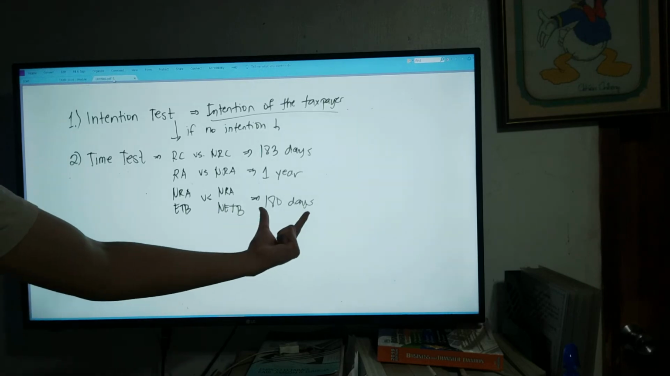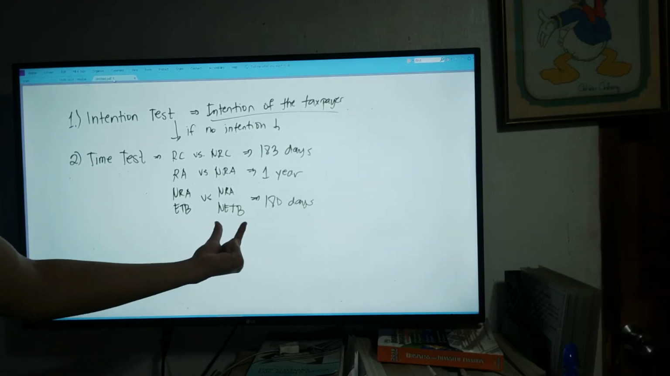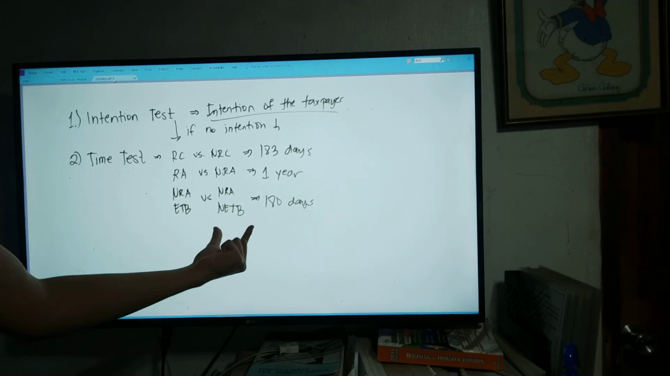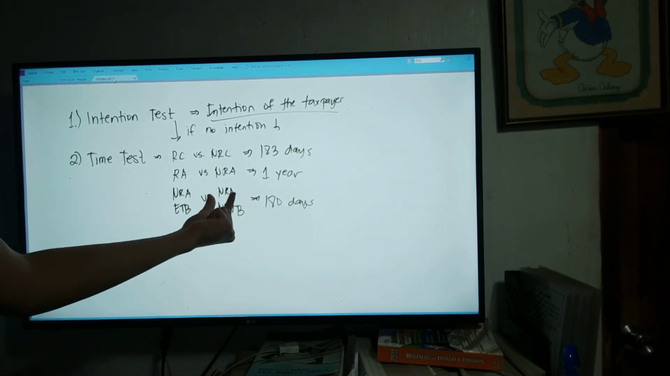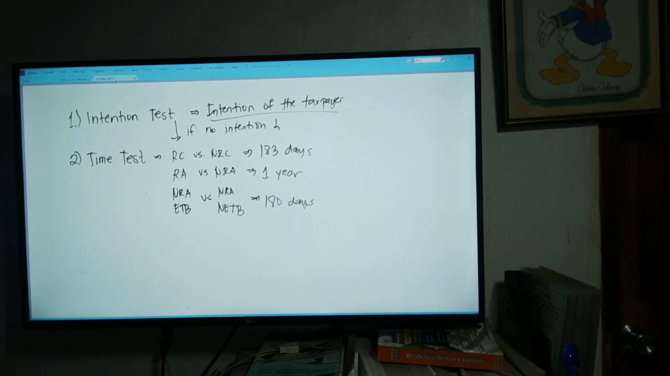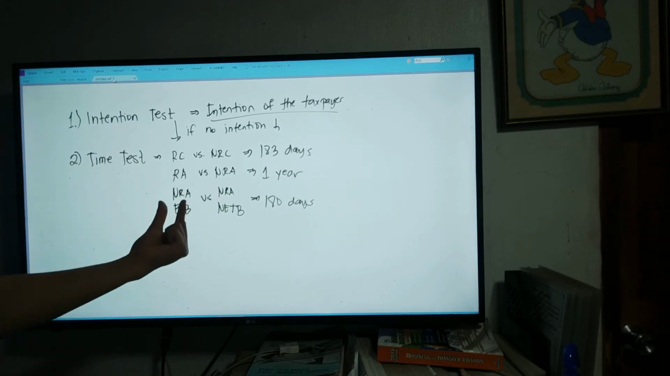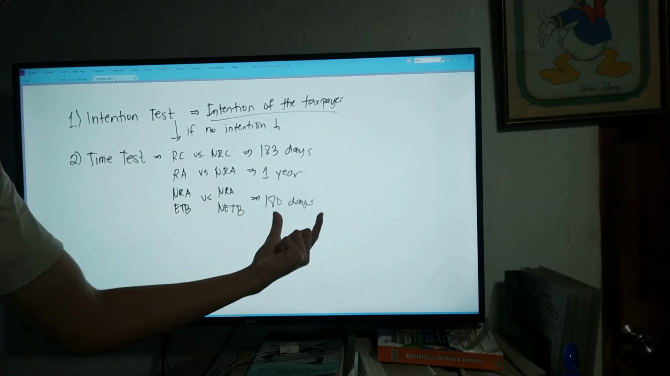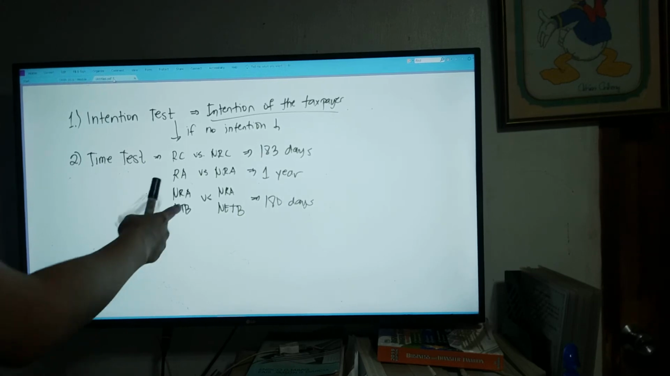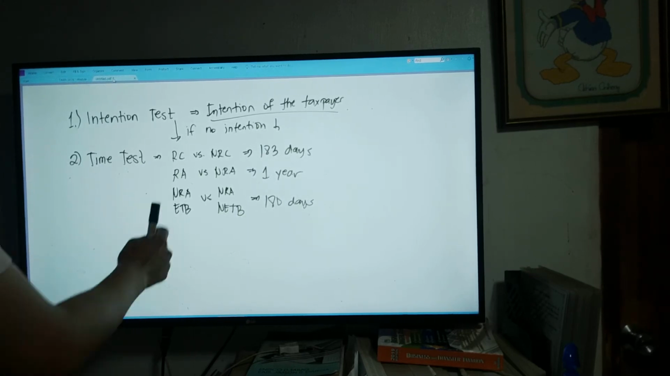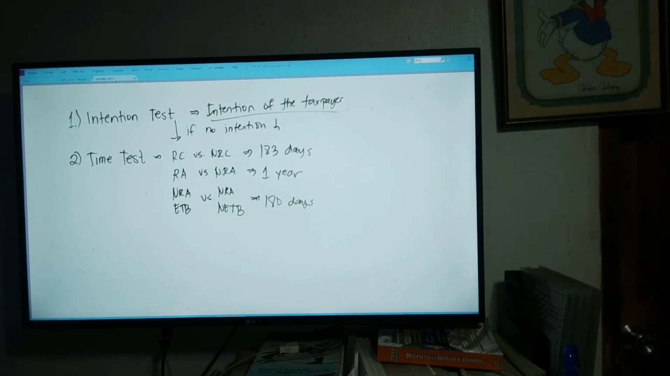And then, again, time test for ETB and NetB. Kapag umuwi agad si non-resident alien before the lapse of 180 days, then they become not engaged in trade or business. Pero, if a non-resident alien stayed in the Philippines for at least 180 days, then they will be considered a non-resident alien engaged in trade or business, or NRA ETB. So, ito ho yun. Intention test and time test ho, mga ading. Okay?